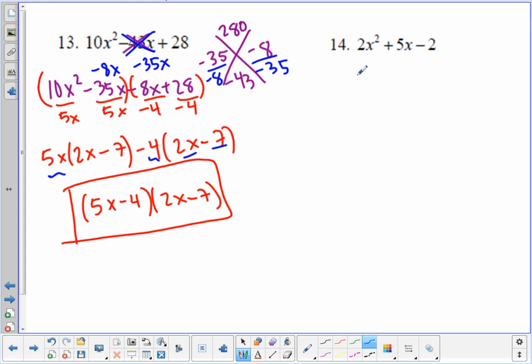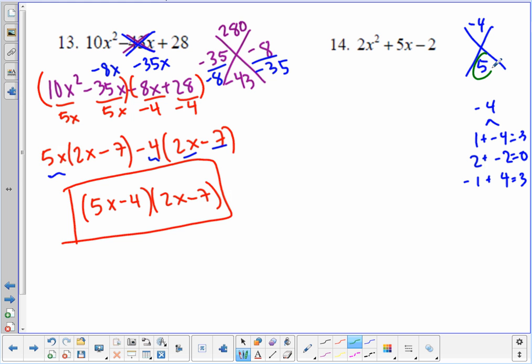All right, let's try number 14. In 14, I have 2x squared plus 5x minus 2. No GCF to take out, so let's check the factoring. 2 times negative 2 is negative 4. Middle term needs to be positive 5. So to get a product of negative 4, I need to multiply 1 times negative 4, or 2 times negative 2, or negative 1 times positive 4. When I add these up, I get a negative 3. There I get 0. And here I get a positive 3. None of them give me a 5, so this one is not factorable, which means it is a relatively prime trinomial.